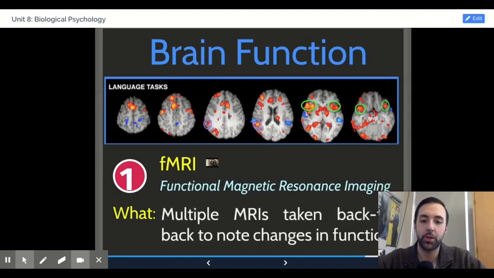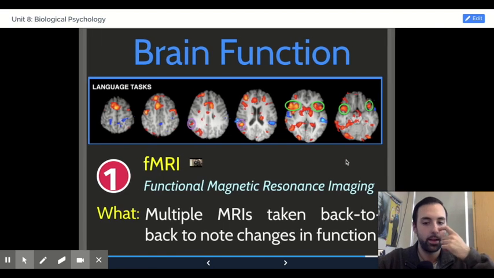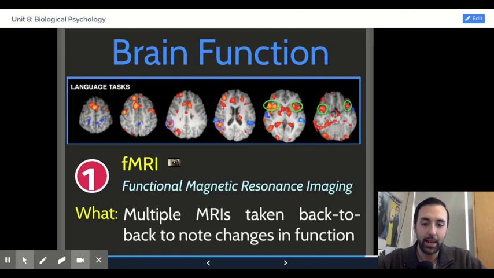An fMRI, a functional magnetic resonance imaging, is a method where you take multiple MRIs back to back to back, and what it allows you to do is to see if there is any change from one scan to another.